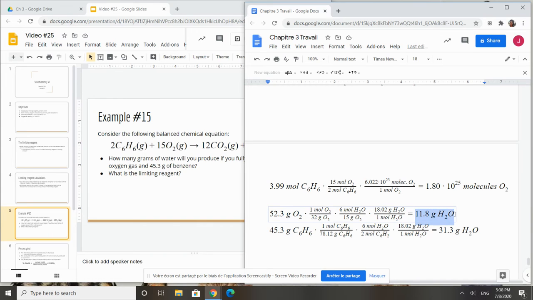11.8 is the lower number than 31.3. So 11.8 grams of H2O is the theoretical yield. It's the maximum amount that I can make in theory. And the limiting reagent is going to be oxygen gas, O2, just because I'm going to run out of it first. The question didn't ask for it, but I'm just going to add that C6H6, which is benzene, is present in excess, which means I will not run out of it.